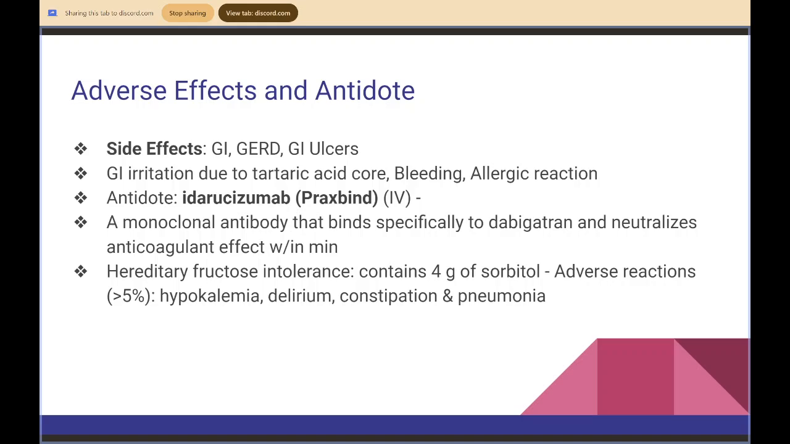If the patient has hereditary fructose intolerance, there is 4 grams of sorbitol, and so you need to worry about the adverse reactions from there. There can also be hypokalemia, delirium, constipation, and pneumonia.